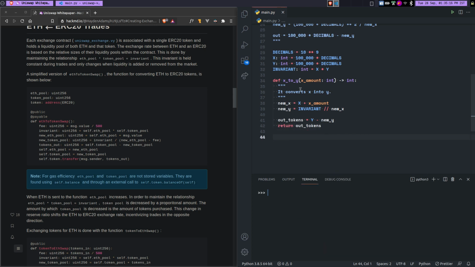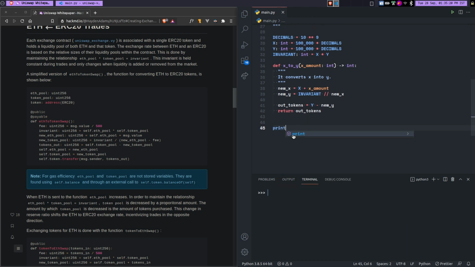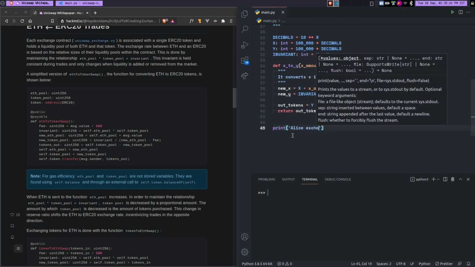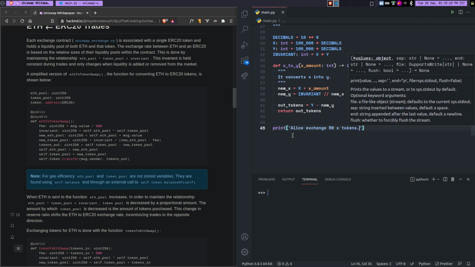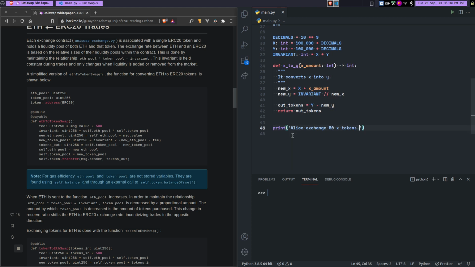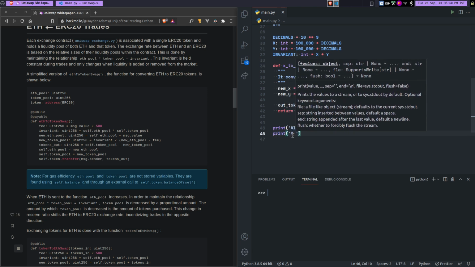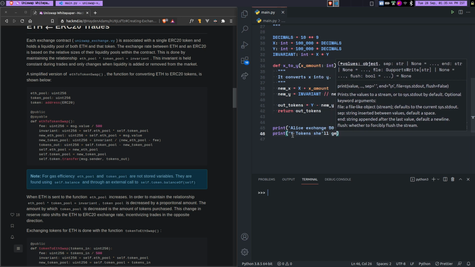Right, so this is pretty simple and easy to explain. So I will give you this here. So Alice exchanges 50 X tokens into Y. So I'll just write it. Cool. So we're going to print the Y tokens she will get.